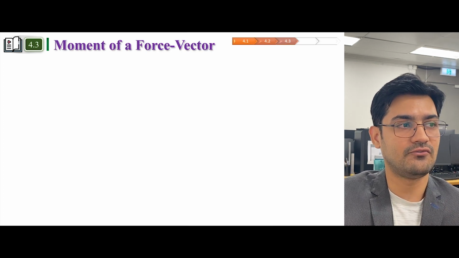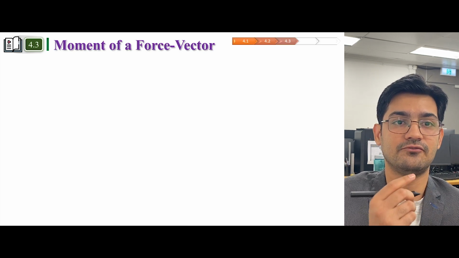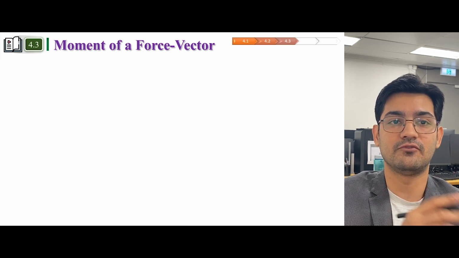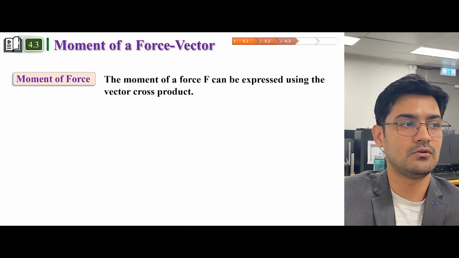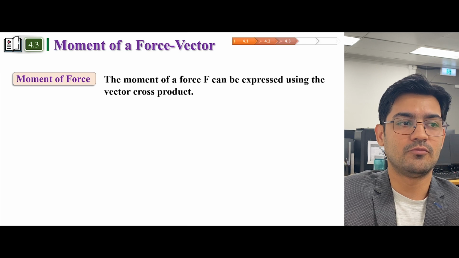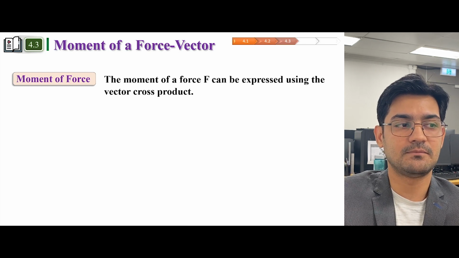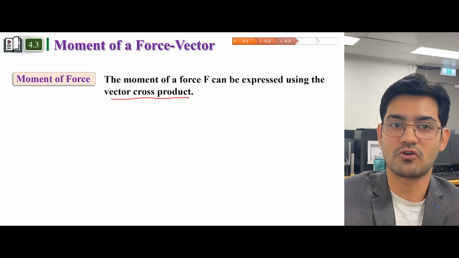Now let us try to formulate the moment in terms of a force vector. Before we were doing force scalar, now we are going to do force vector. Now, what is the moment of a force? The moment of a force can also be expressed by using a vector cross product.